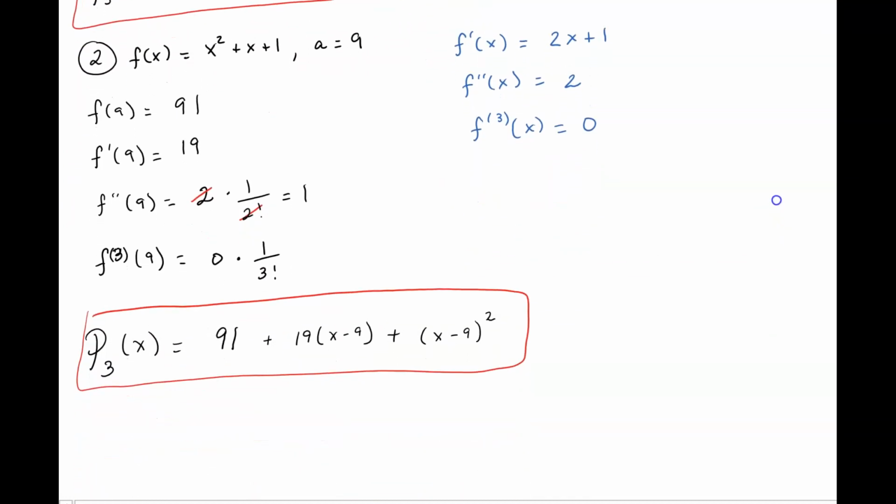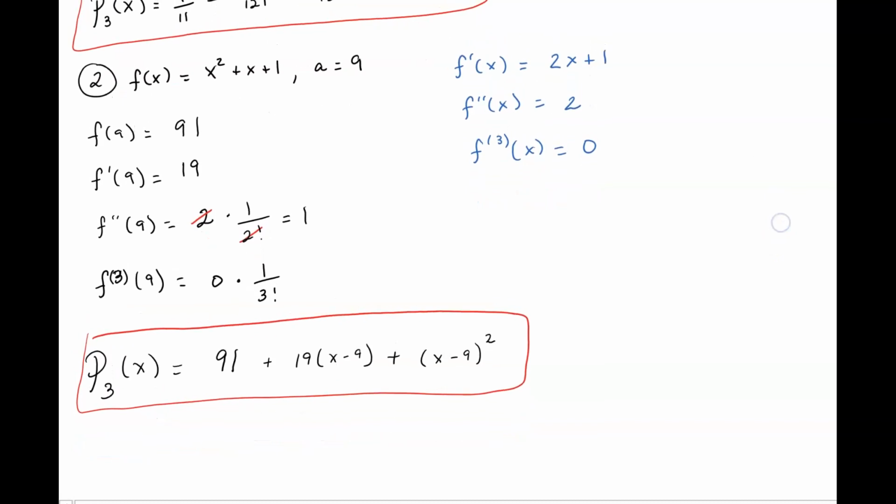But my challenge to you: I'm not going to do this, but I'm going to ask you to expand this and see what you get, and see what the connection might be to the original function. Just a challenge for you, something to think about.